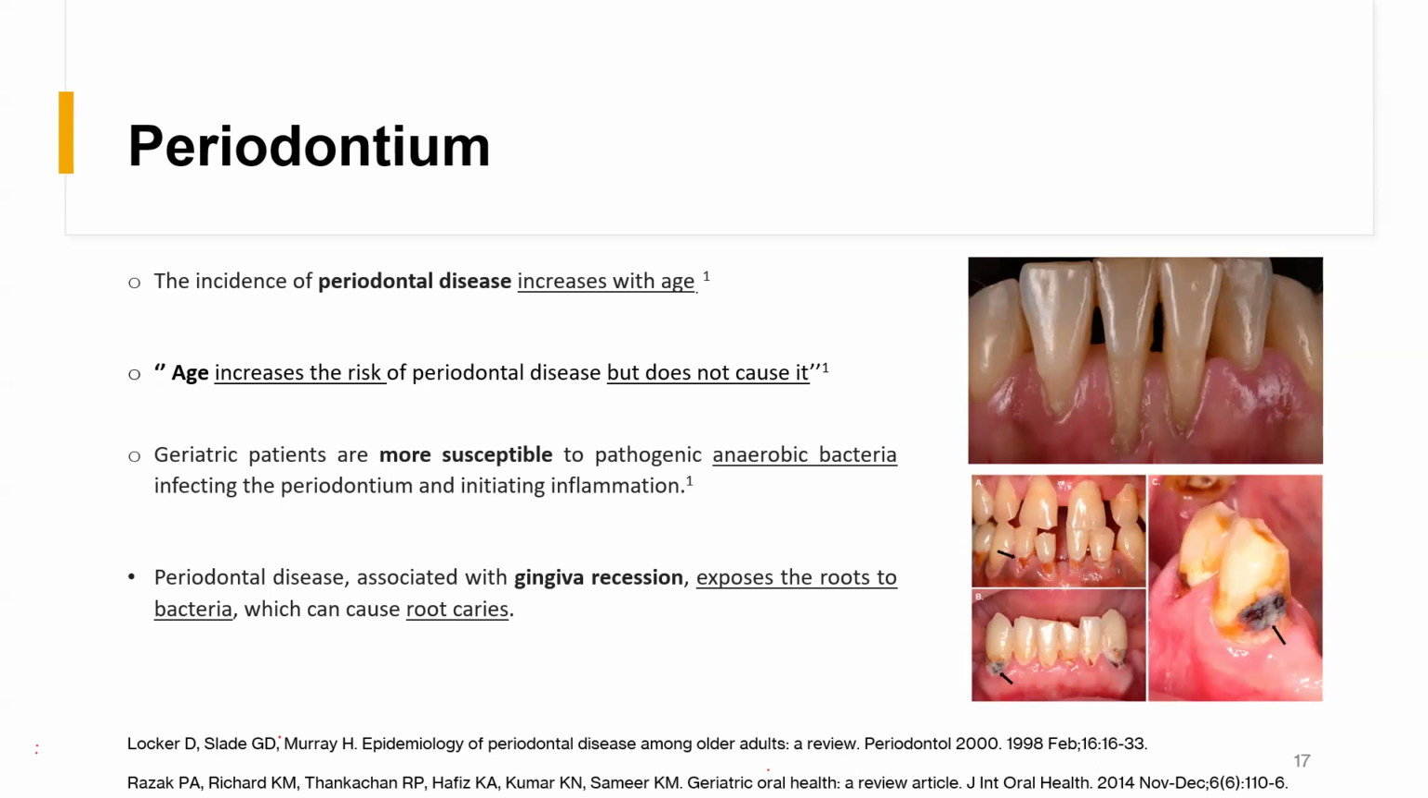In elderly patients, usually gingival recession exposes the root surface to bacteria, as we see here in the photo, which can lead to root caries. So the root caries in older or geriatric patients is related to two main causes. First of all, reduced rate of cementum production, and the exposed root surface due to the gingival recession with time. Furthermore, severe periodontal disease can lead to compromised periodontal support and tooth loss. So the ultimate result of severe periodontal disease will be tooth loss.